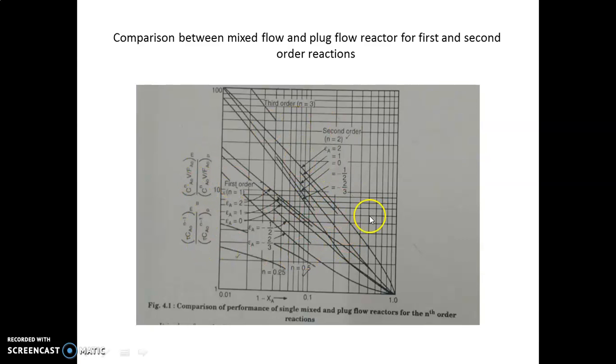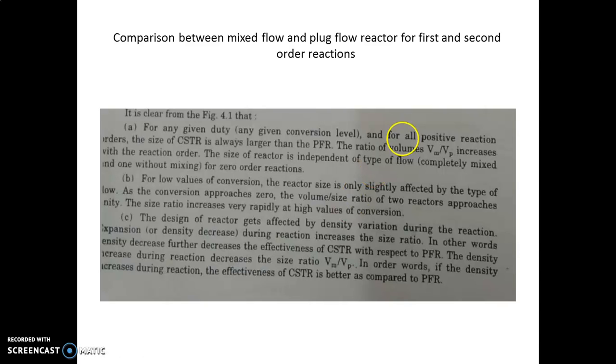Then from this graph we have concluded some points. So these are: for a given conversion or duty, for all positive reactions the size of CSTR is always greater than the plug flow reactor. We have already discussed this point in chapter number 4, that the size of CSTR is always greater than the size of plug flow reactor for the same conversion.